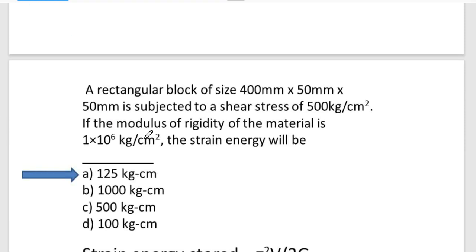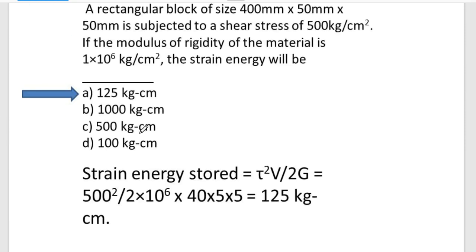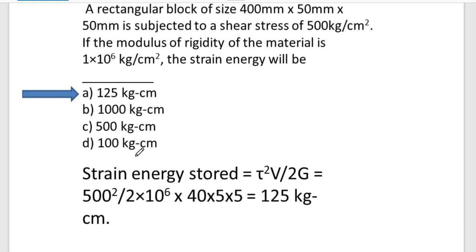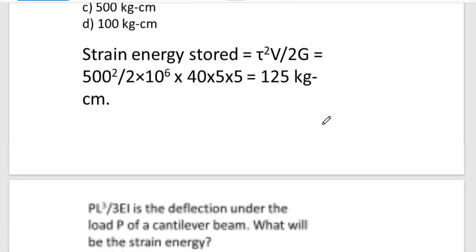Next, question number 46. A rectangular block of size 400 mm into 50 mm into 50 mm is subjected to a shear stress of 500 kg per centimeter square. If the modulus of rigidity of the material is given, what is the strain energy? So for strain energy our formula is tau square V divided by 2G. So tau value is 500 square and V value is 40 into 5 into 5, with 2 into 10 to the power 6. So ultimately we will get 125 kg per centimeter.